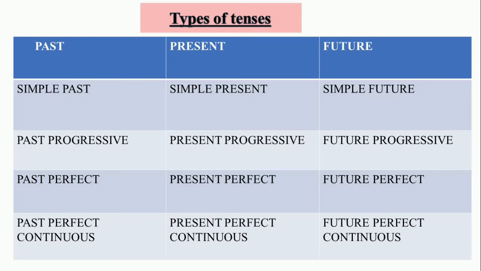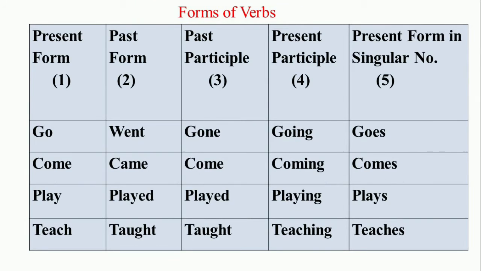Thus, the tense of a verb does not show the time of an action or event alone. It shows the state of that action also. To understand the tense in an easy way, you have to understand the forms of the verbs. Let us understand with the help of the table chart given on the slide.